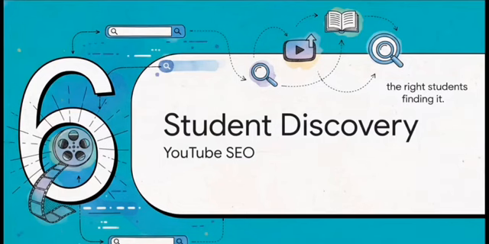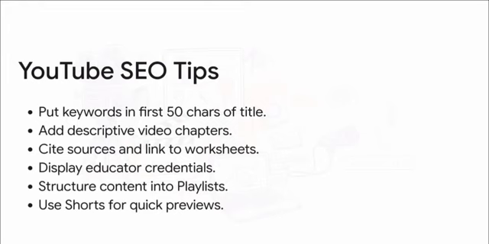Finally, section 6, optimizing for student discovery, YouTube SEO. Okay, so you filmed this beautiful, cinematic, perfectly lit lesson. Awesome. But actually, none of that matters if the right students can't find it. Let's do a rapid-fire run-through of the essential SEO requirements you need to implement right away. First, put your exact target search keywords in the first 50 characters of your title. Keep it clear, no clickbait.